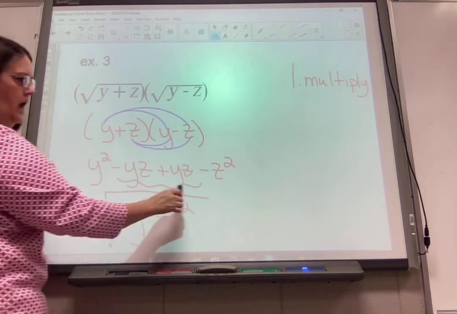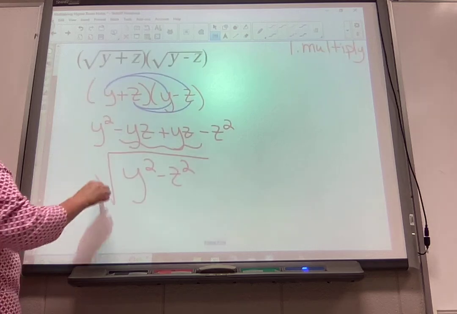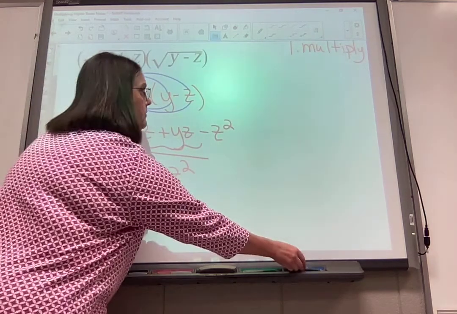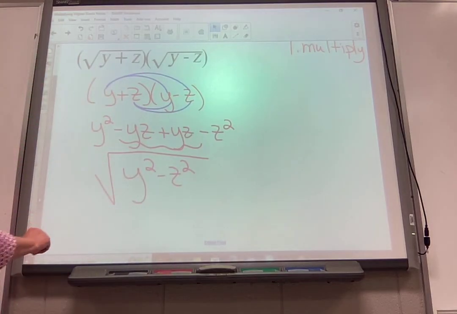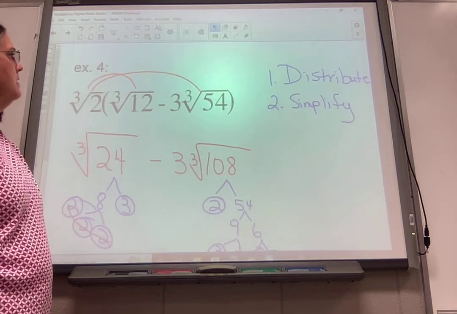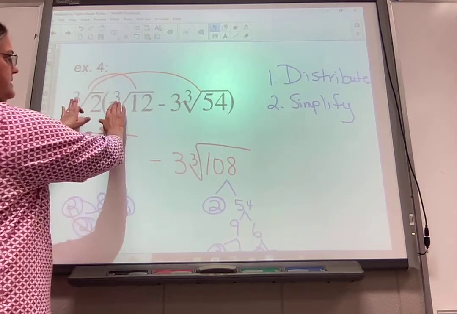Now you add your like terms in the middle and they cancel one another out and become 0. So this is just the square root of y squared minus z squared. Pretty simple, nothing to simplify there. All right, then we go to the next one. It's still pretty simple because they're the same roots.